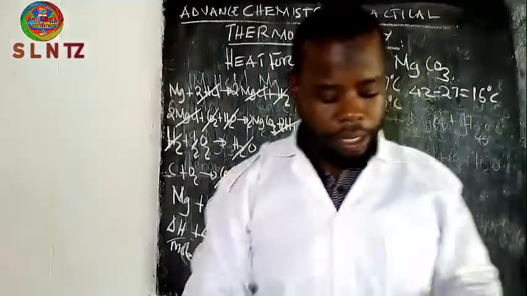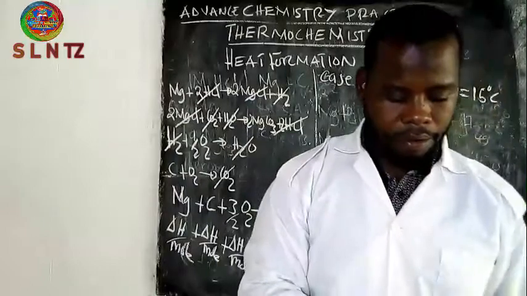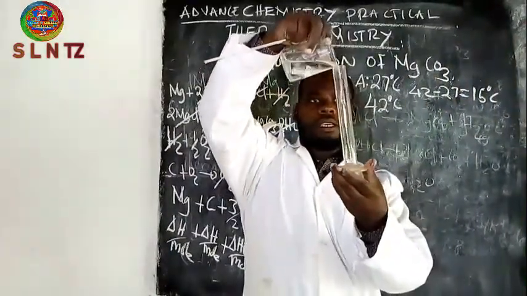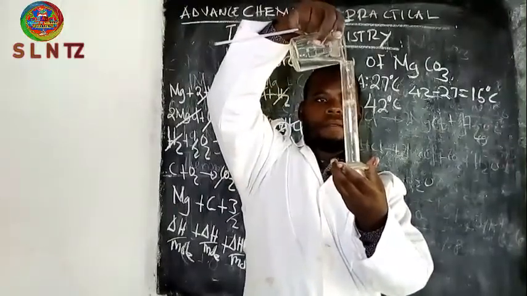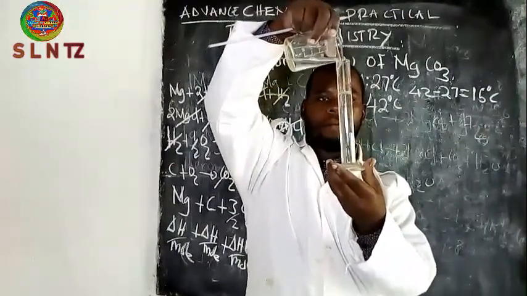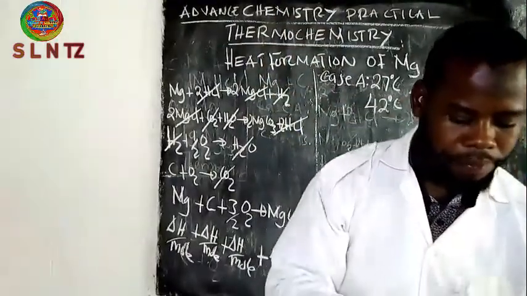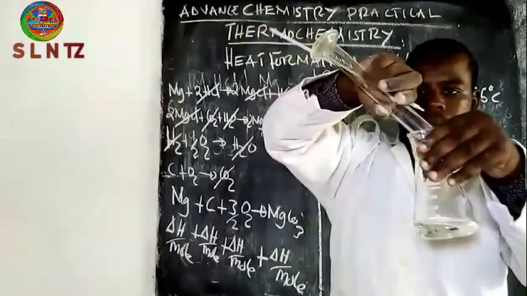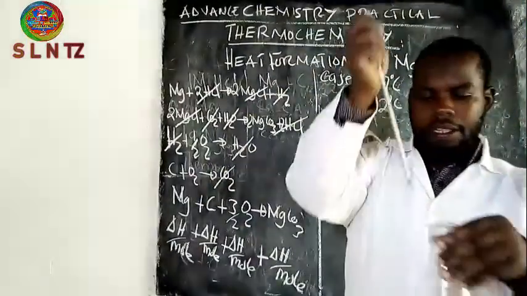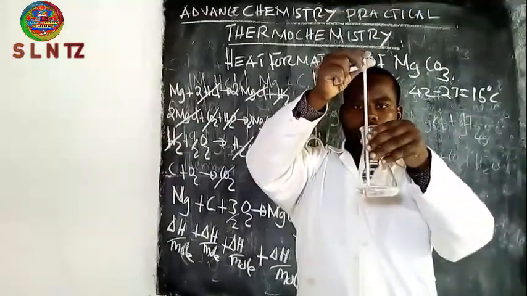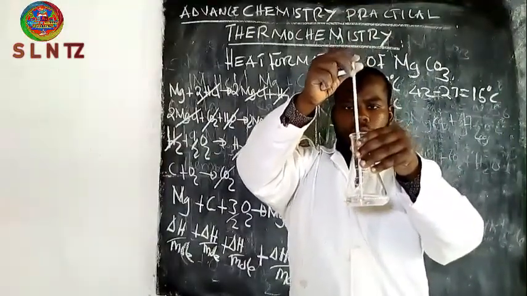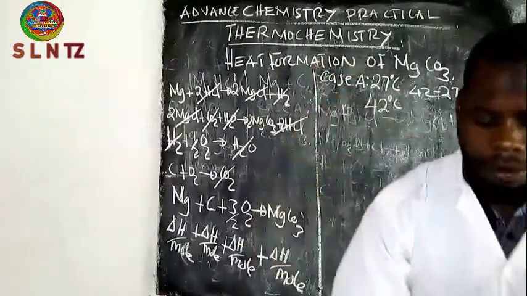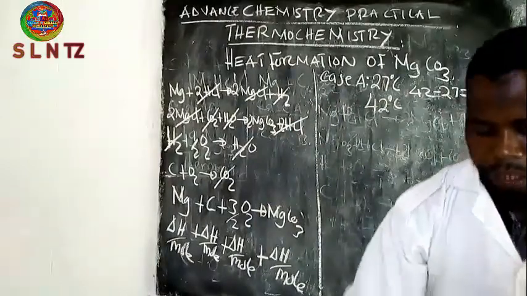Case 2, also we are going to measure 50 ml of hydrochloric acid. Then we pour it in a conical flask, and then we record the initial temperature, which is the same, 27. Then we pour in magnesium carbonate.